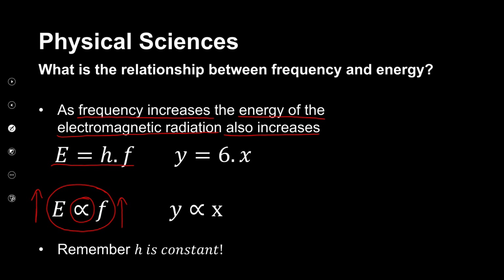Now, you can see this in a normal algebraic sum I've used to help us understand this. I've replaced our constant h with a constant that's just a numerical value, the number 6. If we had a function that said y is equal to 6 times x, we would all be quite comfortable with the idea that as x increases, y's value will also increase. But remember, in our case, h is always a constant. So now we've seen that there is definitely a mathematical relationship between energy and frequency.